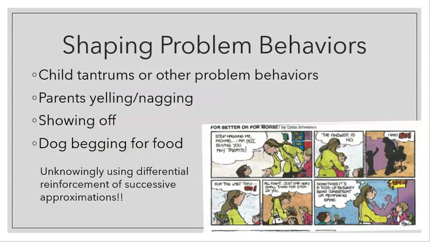Now, you can also, of course, shape problem behaviors or use shaping to get rid of problem behaviors. So child tantrums or other problem behaviors can definitely involve shaping: parents yelling or nagging, showing off, dogs begging for food. And a lot of times these behaviors can actually occur because you're unknowingly using differential reinforcement.